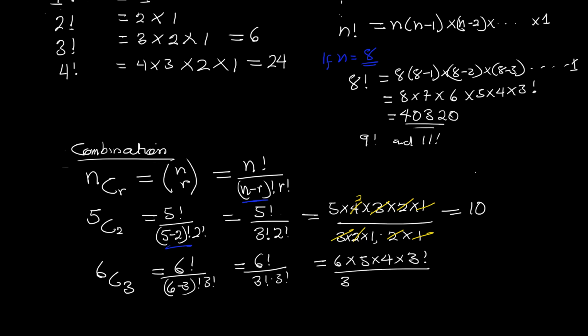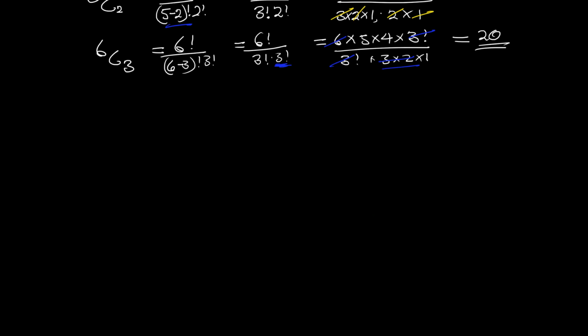Because I see 3 factorial in the denominator, I write 3 factorial times 3 times 2 times 1. The expansion of the last term here is from this 3 factorial. So we can cross out 3 factorial and 3 factorial. 3 times 2 is 6. So this crosses that, and we have this to be equal to 5 times 4, which is 20. Okay, so that is the definition of combination.